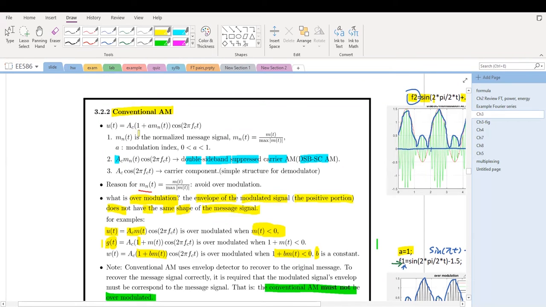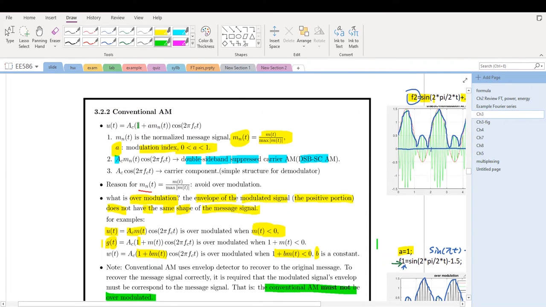The conventional AM is achieved by multiplying the magnitude of the carrier by this portion. This portion is 1 plus a times m_n(t). m_n(t) is a normalized message. You take m(t) scaled by the maximum absolute value of m(t). Small a is the modulation index, which is between 0 and 1.